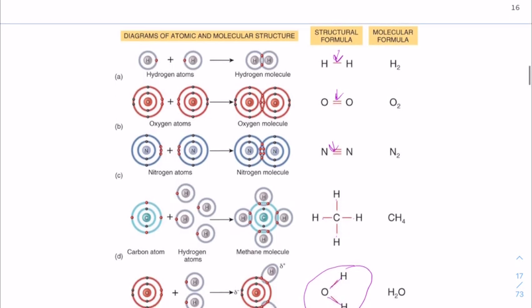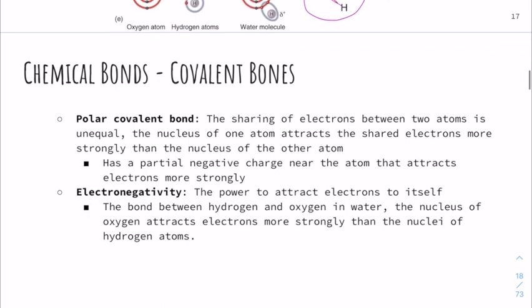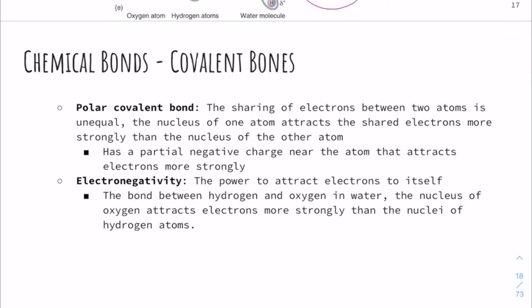There's an unequal pull towards the nucleus of one atom than the other. So it has a partial negative charge near the atom that attracts electrons more strongly. So electronegativity is the power to attract electrons to itself. Like the bond between hydrogen and oxygen in water. The nucleus of oxygen, like I said before, attracts electrons a lot stronger than the nucleus of hydrogen. So technically, they have a very strong electronegativity and they're a polar covalent bond. Because oxygen wants those electrons more than hydrogen does.